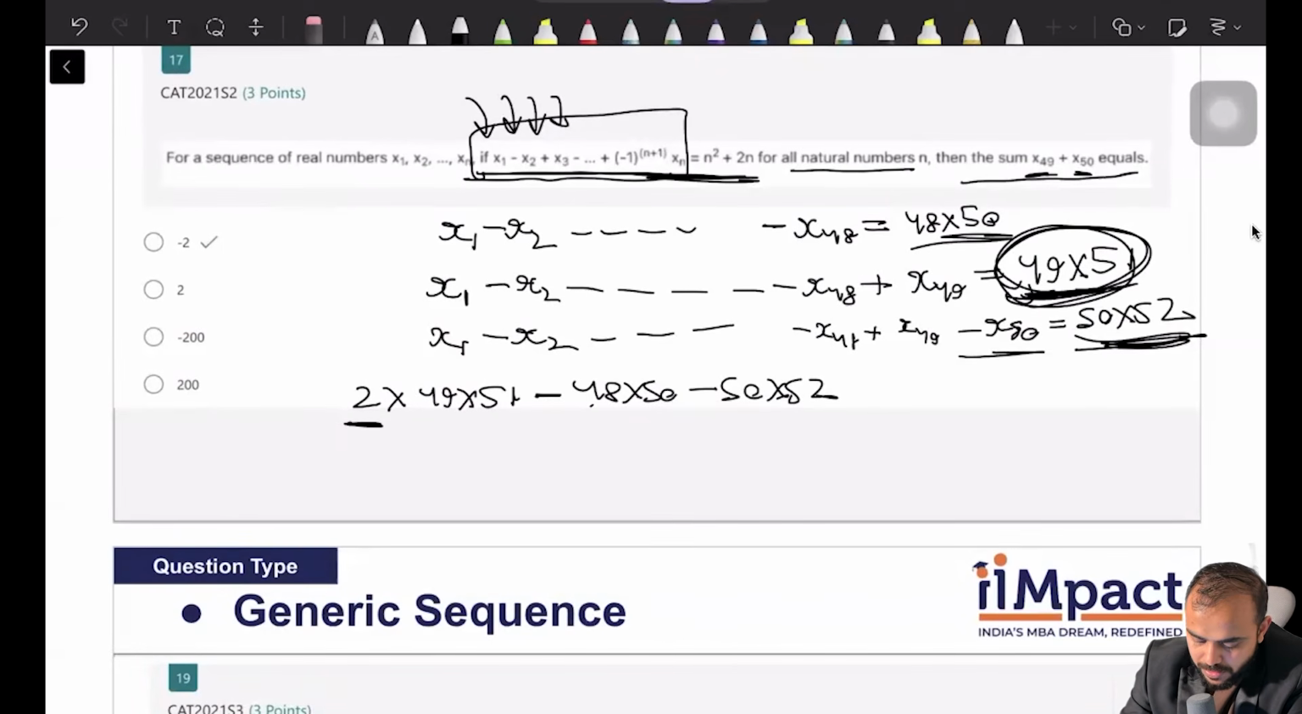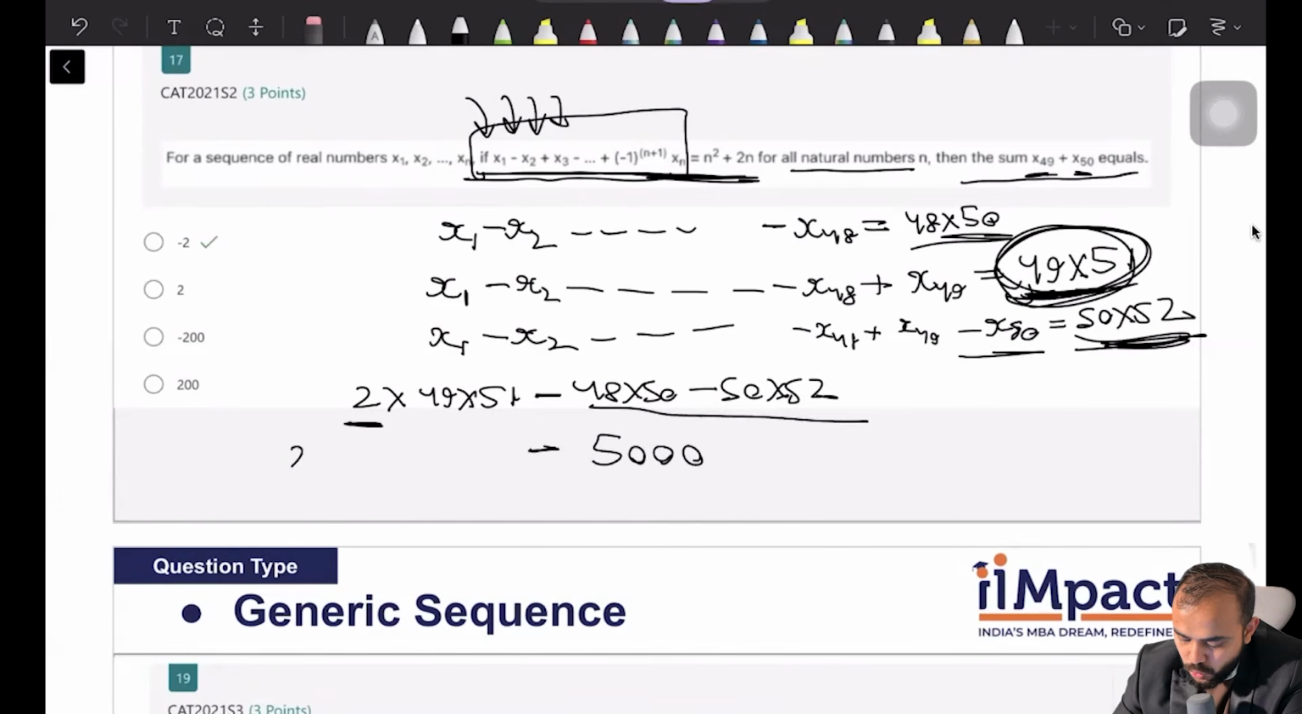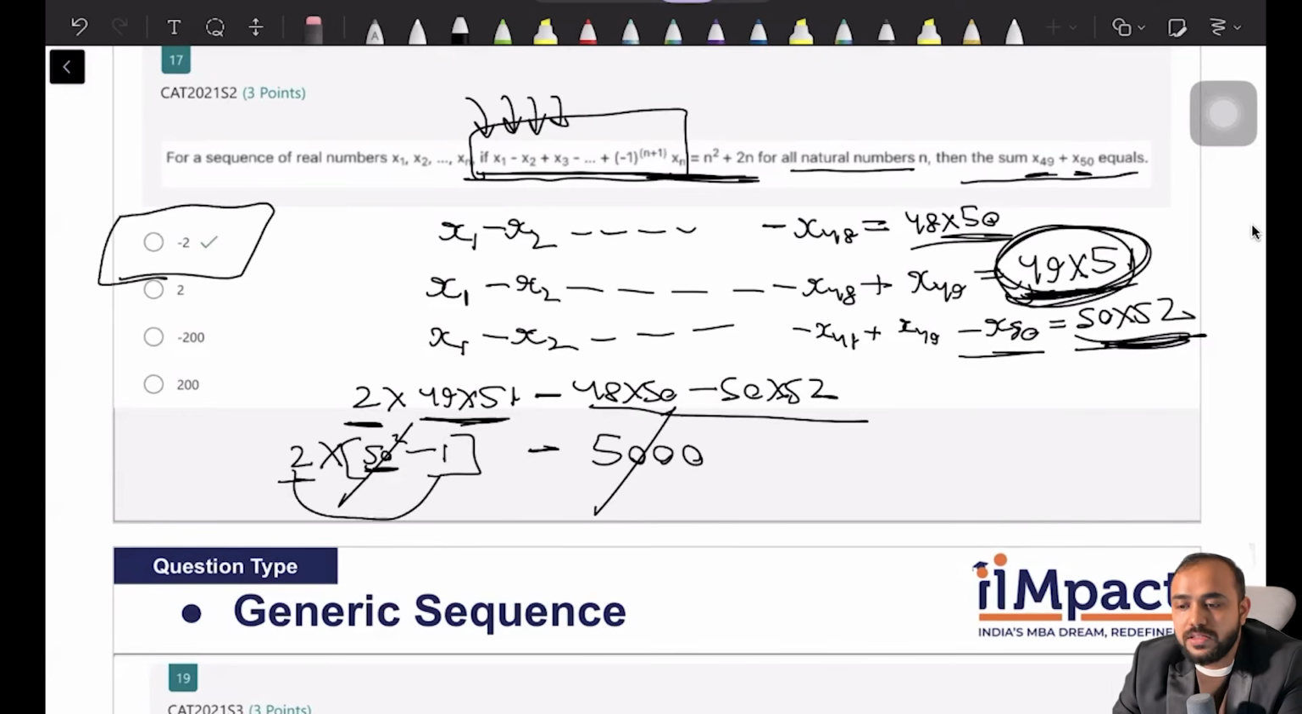Once I do this, this becomes what? 50 into 100, so 5000, minus 2 into this, which is 50 minus 1 into 50 plus 1. So this is 50 square minus 1. 50 square is 2500. 2500 into 2 would be 5000. So this will cancel with this. You will be left with minus 2. So your answer for this question is going to be minus 2.